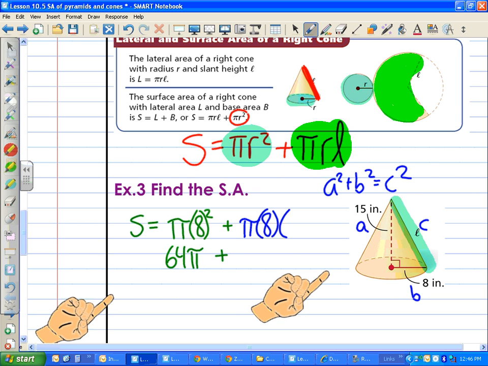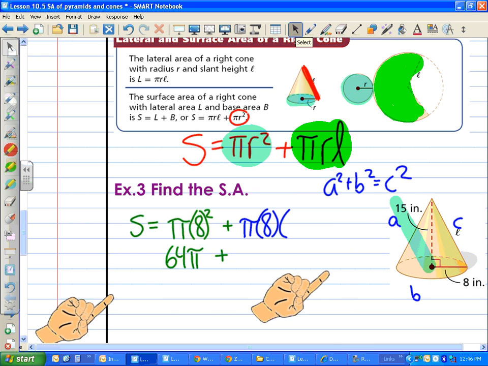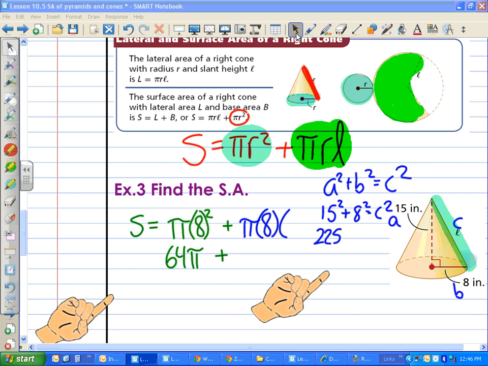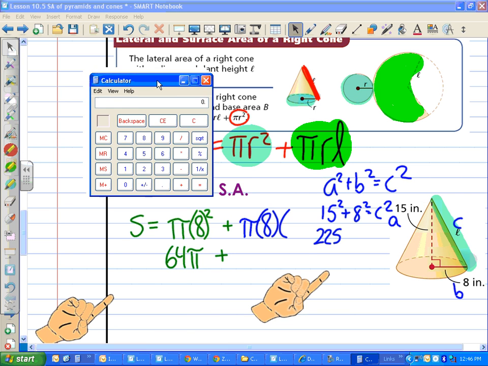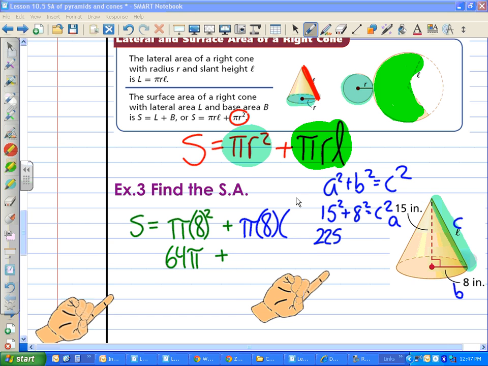15 squared. I'm running out of room here. Let me move this over here, okay? 15 squared plus 8 squared equals c squared. Okay, 15 times 15, I believe it's 225 if I'm not mistaken. I hope I'm not mistaken. Let me take out the little calculator. Look, I'm even showing you I'm using a calculator. 15 times 15, 225, I got it right. Plus 64. Let me just go ahead and do the plus 64. I got 289. What's the square root of 289? 17.